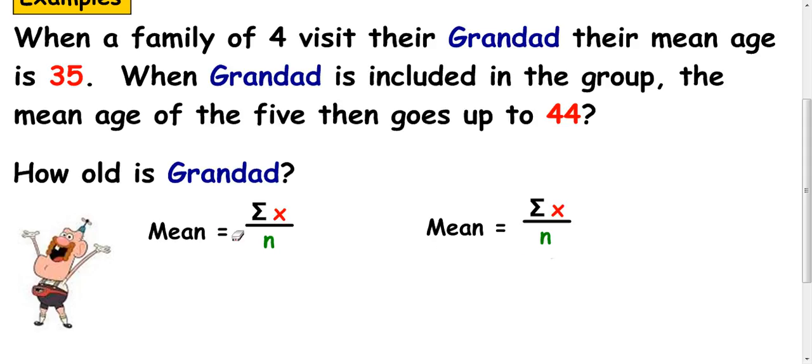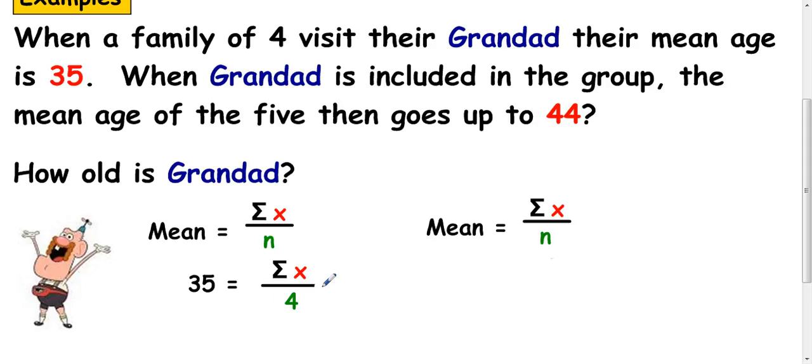So the same idea, start with your formula as we did in all the other hard questions. Now let's look at this first part of the question. A family of 4 visit their granddad, their mean age is 35. Well, let's look at that here. Mean age is 35 and there's only 4 people. So we can work out what all the ages added up to when there was 4 people. How do we do that?